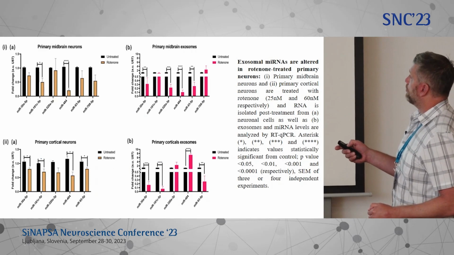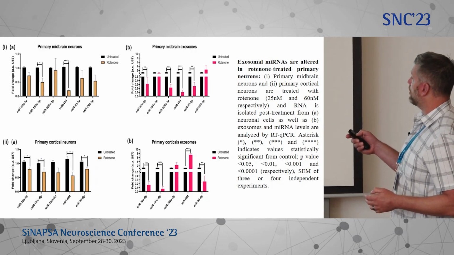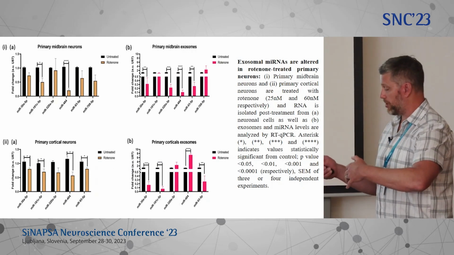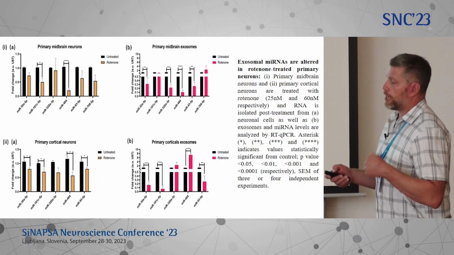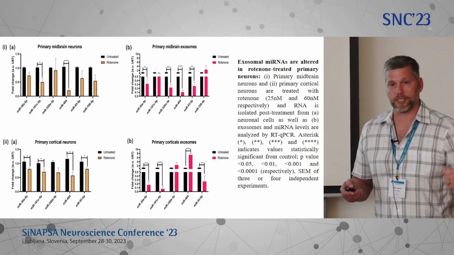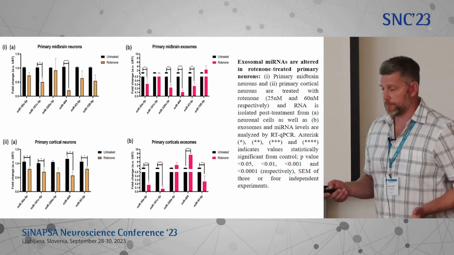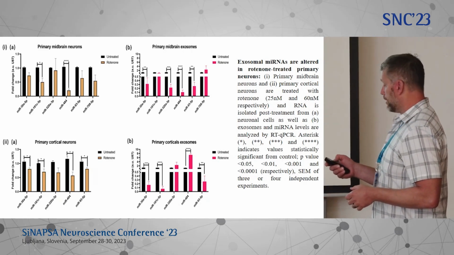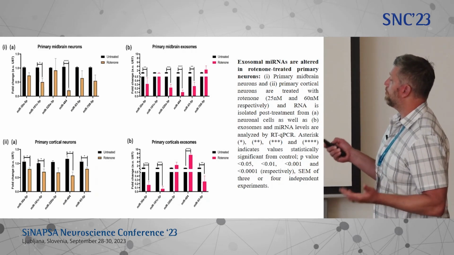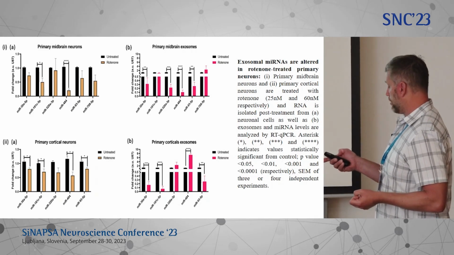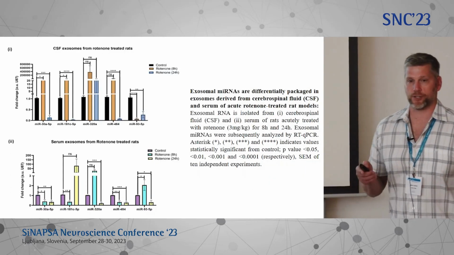And so we moved into rotenone-treated primary neurons. We've moved from cell culture to primary neurons. And the take-home message from this slide is a lot of what we found in the cell lines, which are a little simpler in terms of the neurobiology, we were able to replicate in both the primary cortical neurons and the primary midbrain neurons. And so it was good to replicate that. And this is where we really got interested.